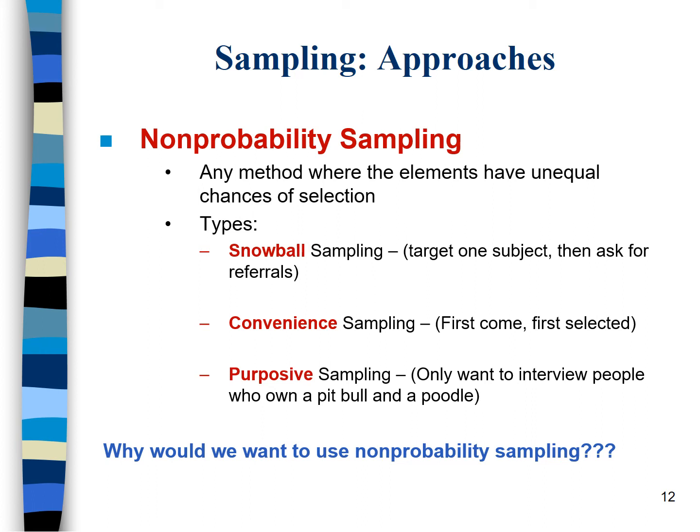So when we can't do probability sampling, we often turn to what is known as non-probability. It just means any other method where the elements do not have equal chances of selection. So even before I talk about them, I would say, well, why would I even want to use non-probability sampling, right? We have that written down there in blue at the bottom of the slide.